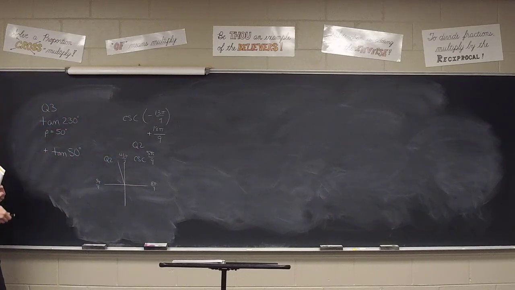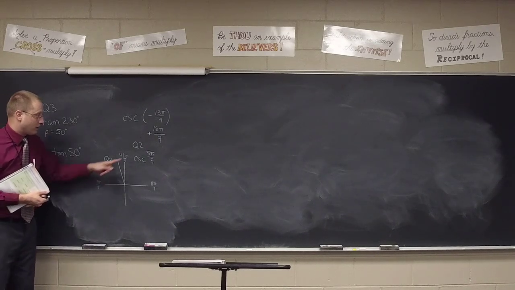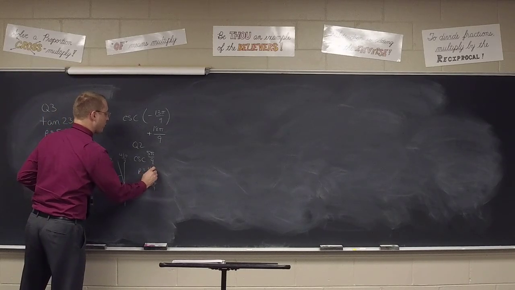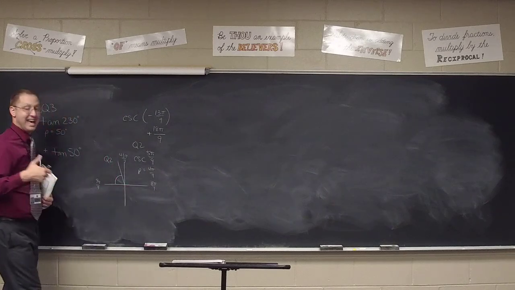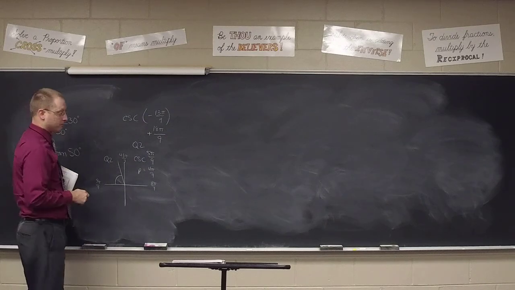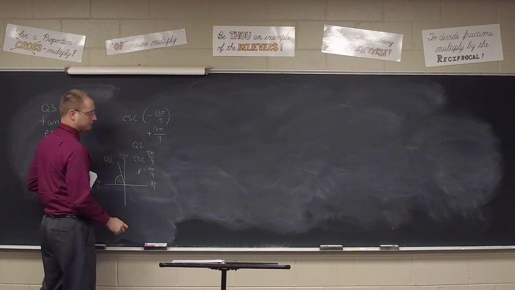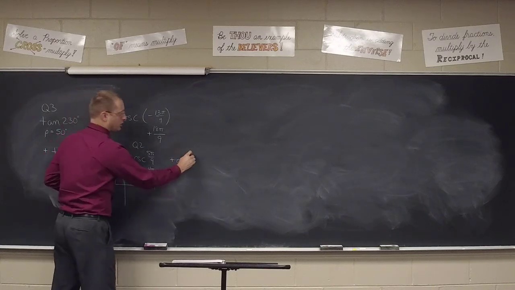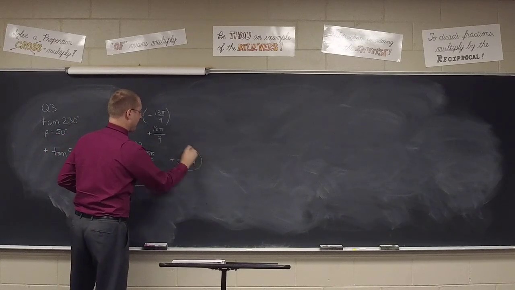Quadrant 2. The next question comes, how far from 180, the x-axis, or in this case, instead of saying 180, we'll say 9 pi over 9. How far from 9 pi over 9 is 5 pi over 9? 4 pi over 9. So the reference angle is 4 pi over 9. The last question we'll ask is ASTC. In the second quadrant, is cosecant positive or negative? Positive. So what's my answer? It is positive cosecant 4 pi over 9.